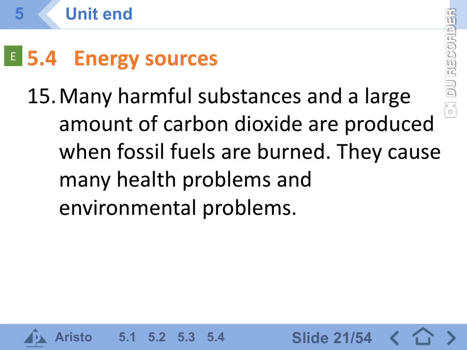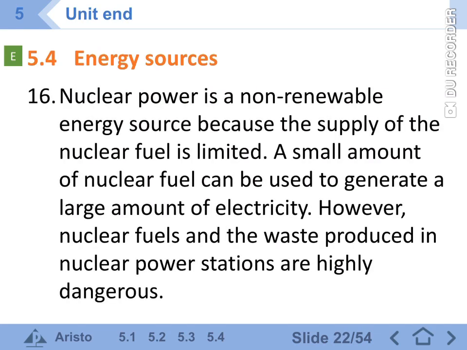Now, many harmful substances are emitted when we burn the fossil fuels. Especially we focus on carbon dioxide because it's a greenhouse gas. But besides that, there are a lot of other pollutants. We didn't talk about it in this chapter, but we have talked about it in the past. And the NOx and SO2, NO, all those things come out from burning the fossil fuel. And it causes a lot of health issues and also environmental concerns.